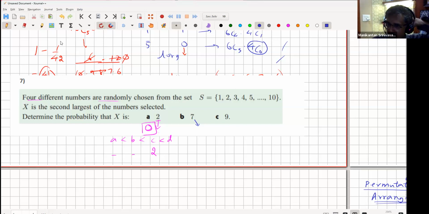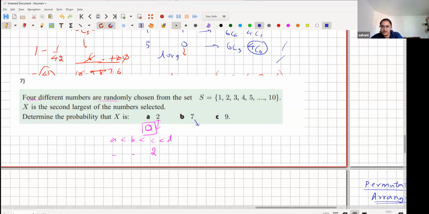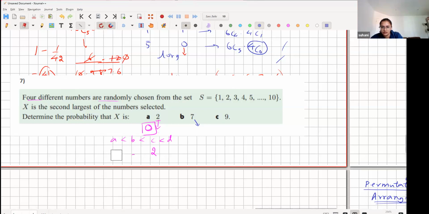Well, what about Suhani? What did you do on this one? Yeah, so I kind of got a bit stuck. I know that there are three numbers that could be greater than 7, like 8, 9, and 10. So 3 possible combinations, like 3 into 3. And then for smaller than 7, it would be 1, 2, 3, 4, 5, 6. And then you multiply that with how many possibilities, but I wasn't sure how to proceed from getting those numbers.